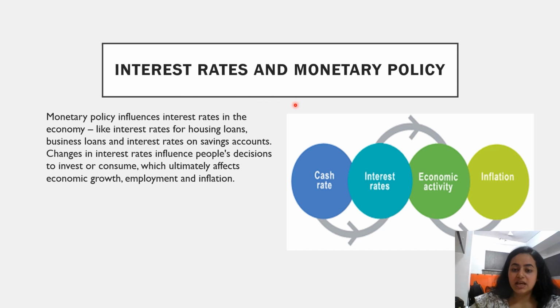Interest rates and monetary policy. Now again, there is another unit which talks about monetary policy, and interest rate is one of the tools of monetary policy. So, what is monetary policy? When the government acts or takes decisions to achieve some economic goals via the central bank, it is called monetary policy. There are certain tools like cash rate and interest rate, which affect the economic activity and then impact inflation. Because controlling inflation is usually one of the objectives of the economy.